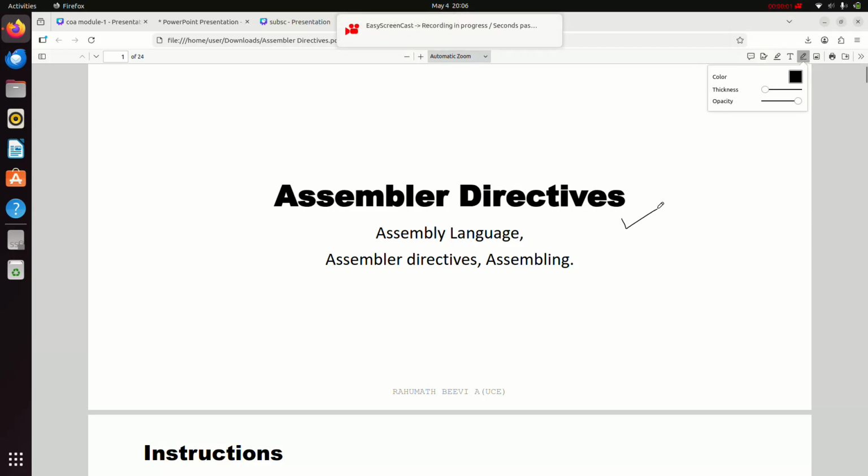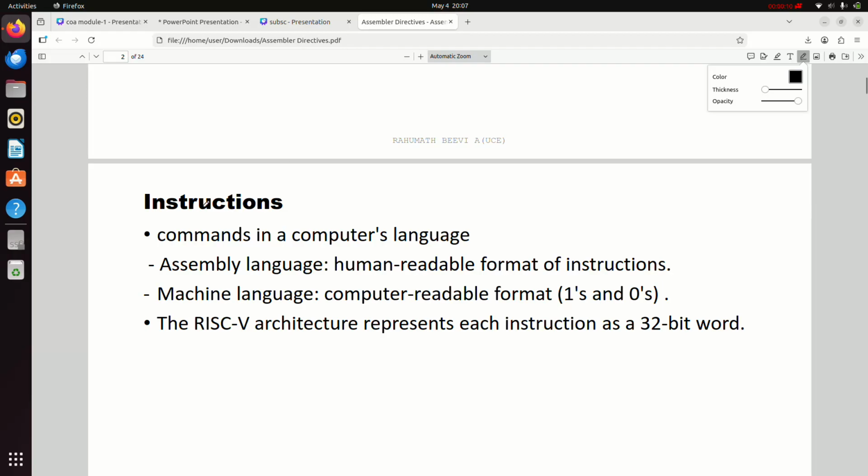So guys, we are going to start our discussion on assembler directives. Okay. So here, the first thing that you have to understand is instruction. We know instructions are what? Instructions are the commands which are given to the CPU.